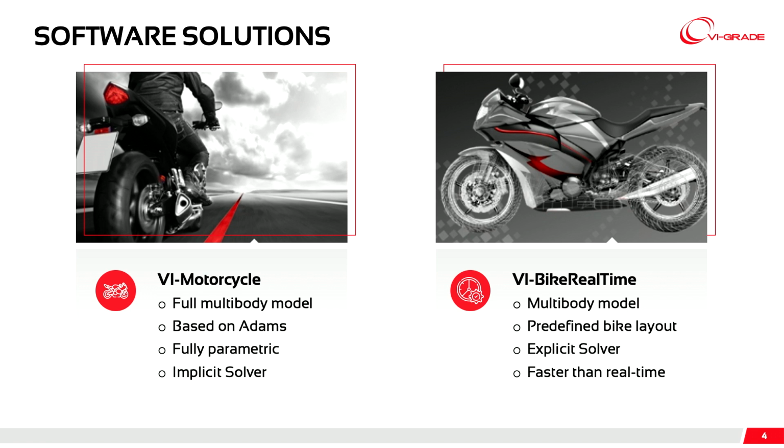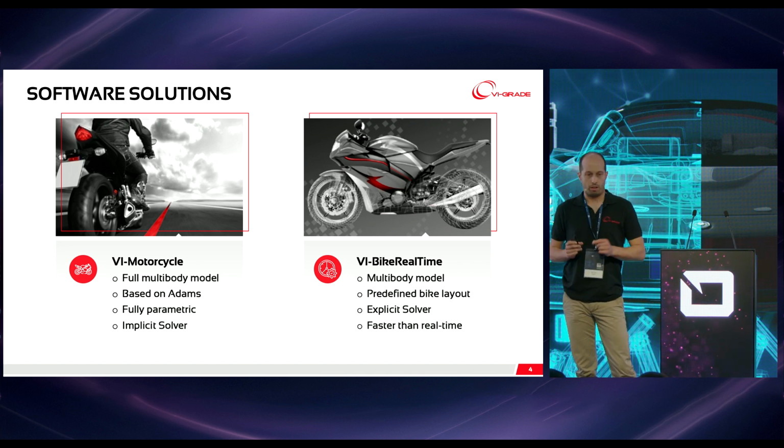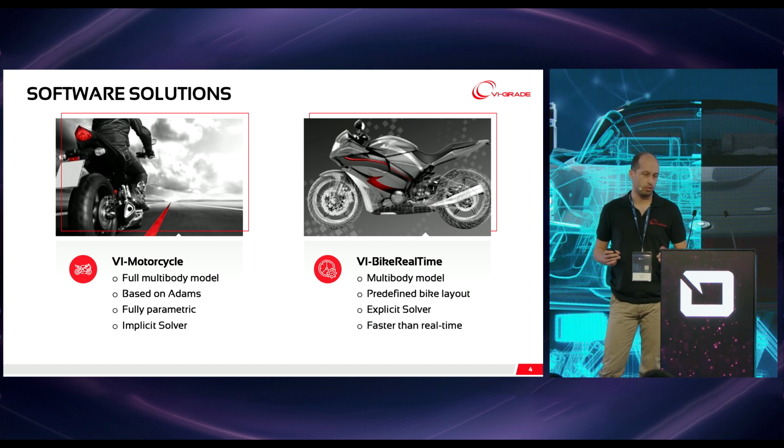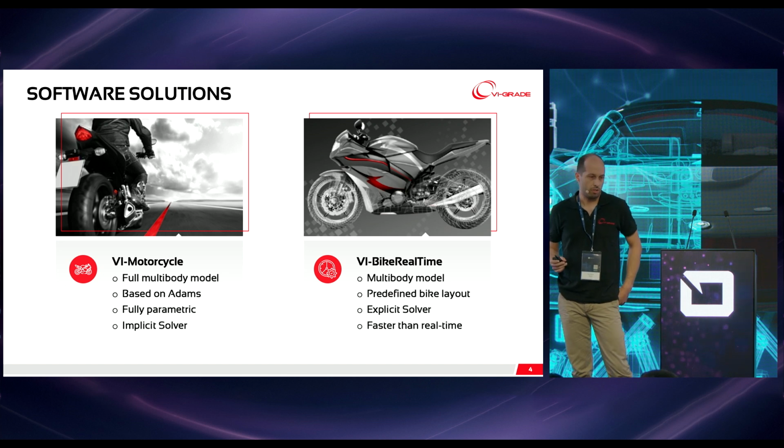VI Motorcycle is a product based on Adams. So for those of you who know Adams, you know that you have the flexibility to create and increase the complexity of the model as much as you want. It's a fully multi-body model that allows you to create anything from a very simple motorcycle with rigid bodies up to a very complex motorcycle with flexible bodies, control systems, or whatever you want. It relies on an implicit solver by default, which is probably the strength of the Adams solver.